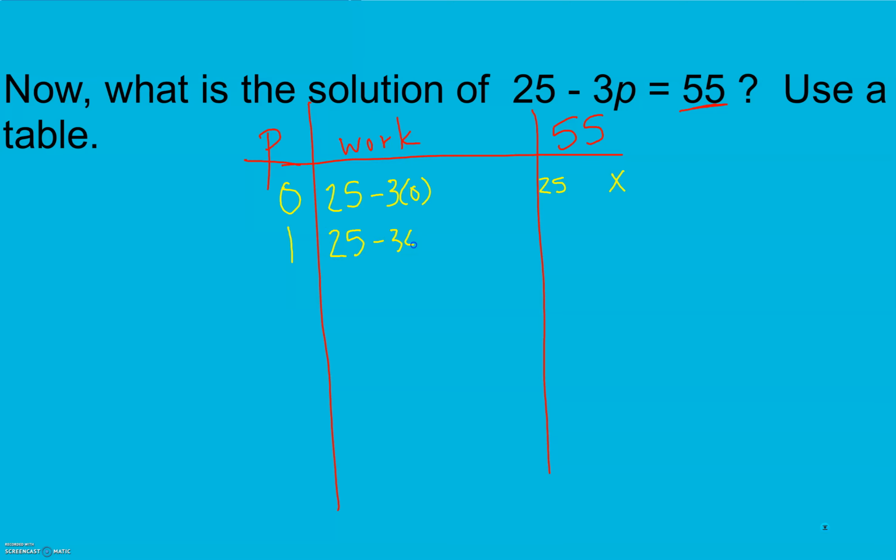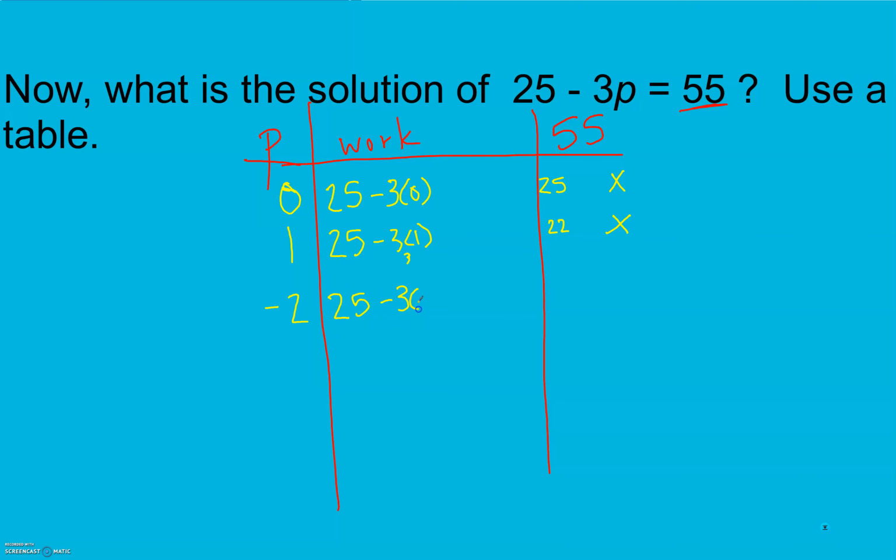25 minus 3 times 1. 3 times 1 is 3. 25 minus 3 is 22. This is also not what I'm looking for. But if you notice, with 22, we're further away from 55 than we were the one before. So our numbers aren't going to be getting bigger and more positive. They're going to be getting negative. So let's try negative 2, for example.